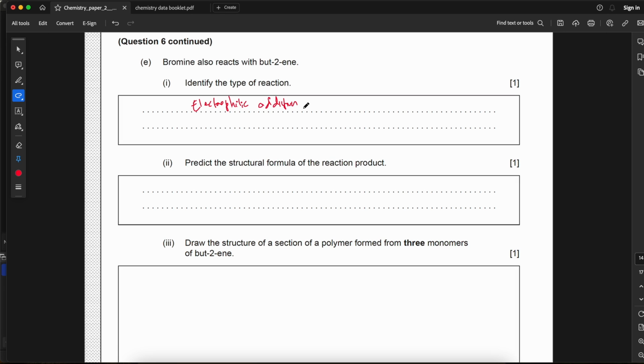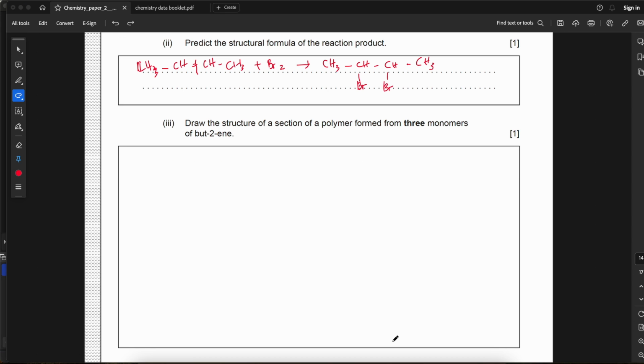Predict the structural formula of the reaction product. Okay, so butene CH2 CH3, and then CH double bond CH, and CH3. So this is but-2-ene, reacting with Br2. So this will break, producing CH3, CHBr, CHBr, and CH3. Draw the structure of a section of a polymer formed from 3 monomers of but-2-ene.